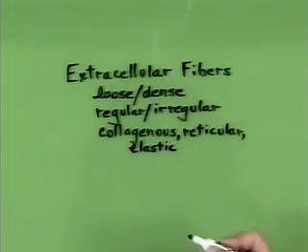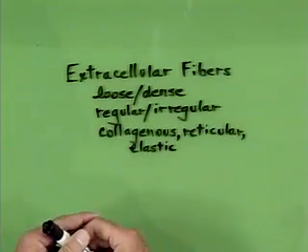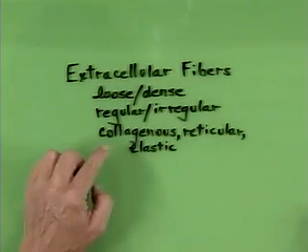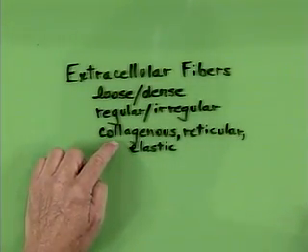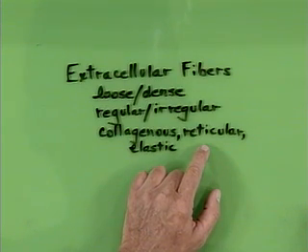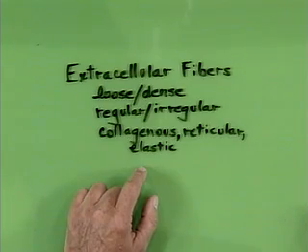And these terms refer to the primary protein which is involved in the composition of the fibers. If the fibers are made primarily out of collagen, we refer to that fiber as a collagenous fiber. If the protein involved is reticulin, we call that a reticular fiber. And if the protein involved is elastin, we call that an elastic fiber.